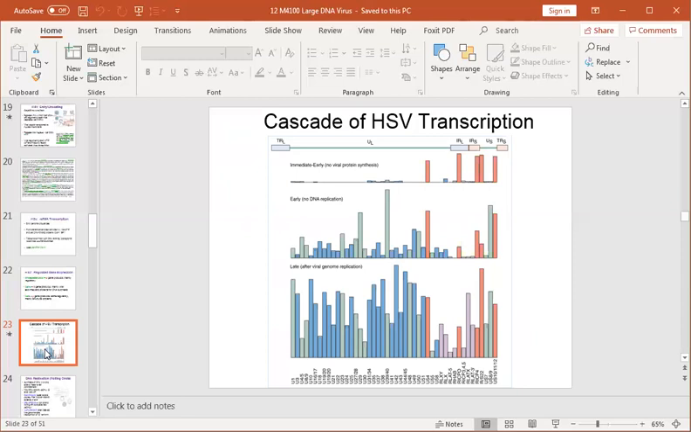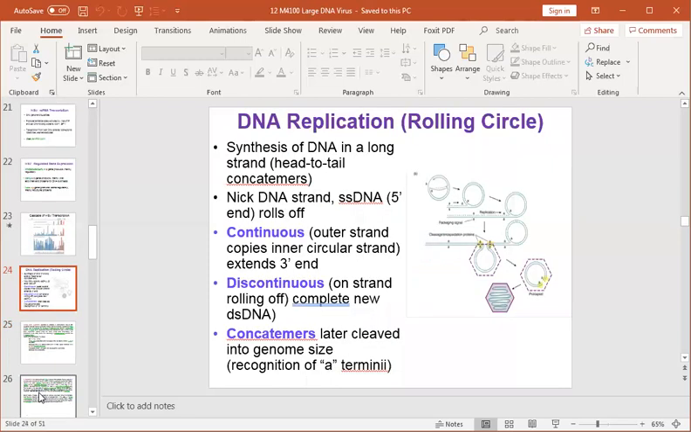Immediate early and early gene products usually use those gene segments closer to IRL, IRS, unique short, and terminal repeat short, whereas early uses these transcriptional units as well as those located in the other regions of the genome, and late also uses the same but at a more robust and enhanced level. Moving to slide number 24, very important slide.